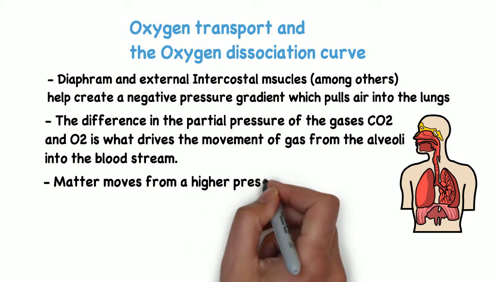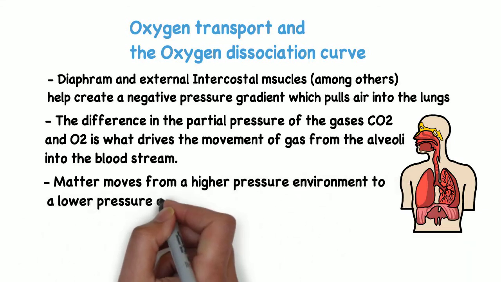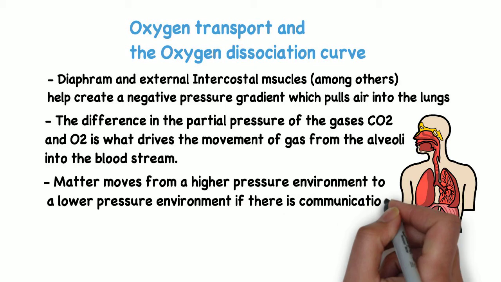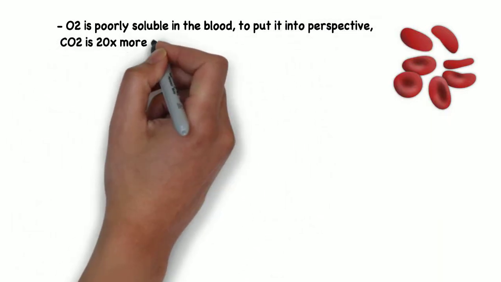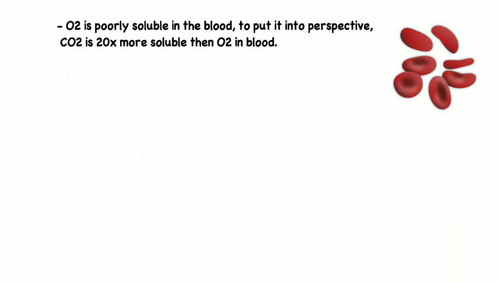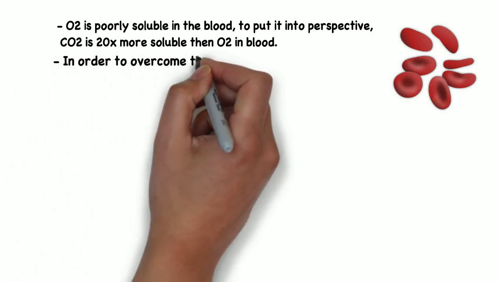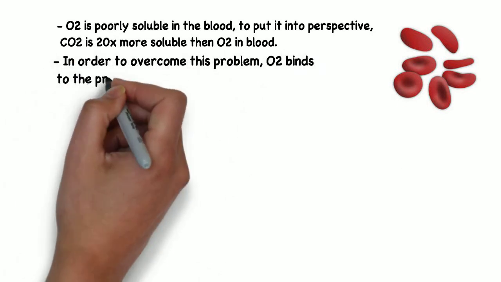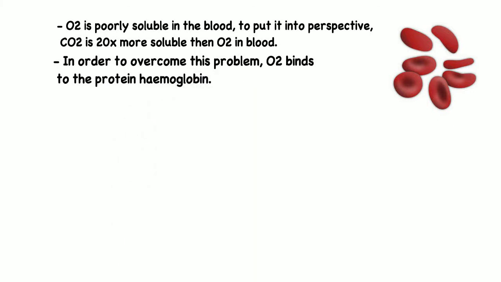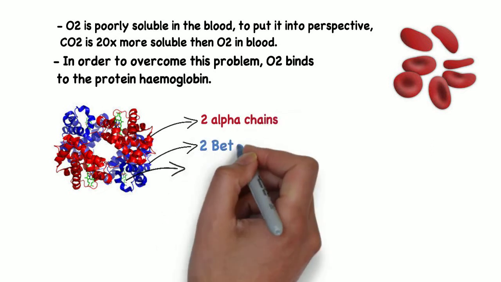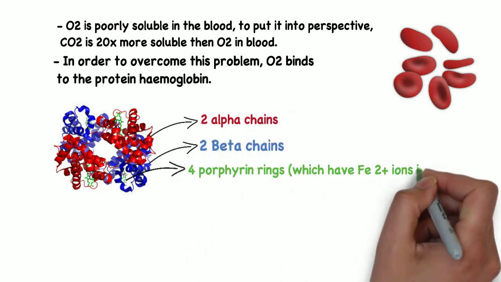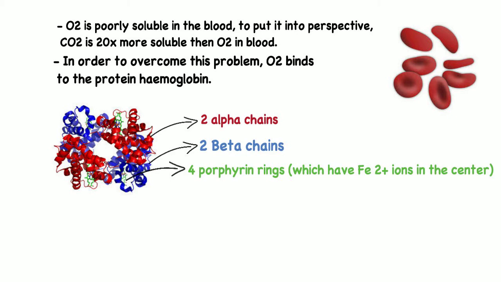As a rule of thumb, matter usually moves from a higher pressure environment to a lower pressure environment. Oxygen is poorly soluble in blood. To put it into perspective, carbon dioxide is 20 times more soluble than oxygen in blood. In order to overcome this problem, oxygen binds to the protein hemoglobin. Hemoglobin is a protein made up of 2 alpha chains and 2 beta chains, with 4 heme groups.